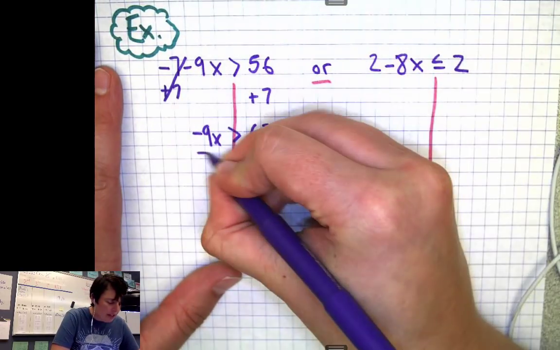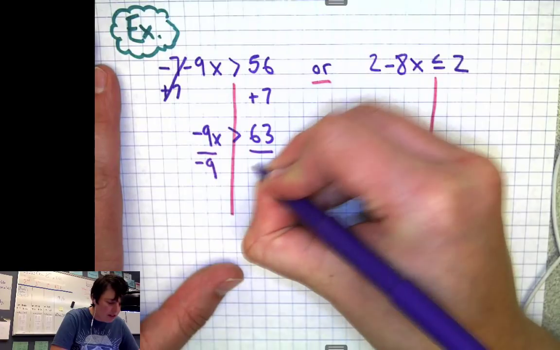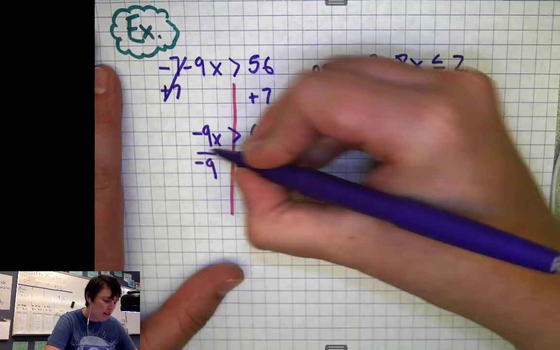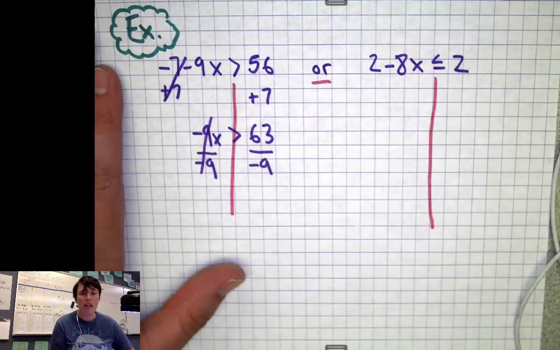We're going to divide by negative 9 on the left and on the right. So divide both sides. That'll get rid of my 9s. It'll get rid of my negative.